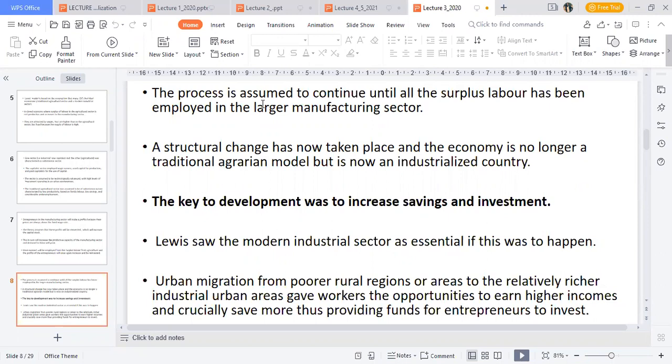You understand? So a structural change has now taken place, and the economy is no longer a traditional agrarian model, but it's now an industrialized economy. So when you see structural change, we're talking about a complete change of something.